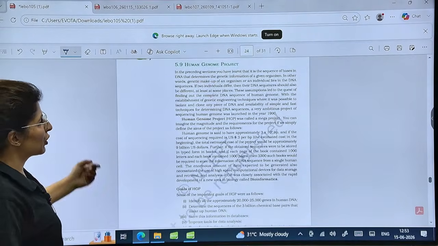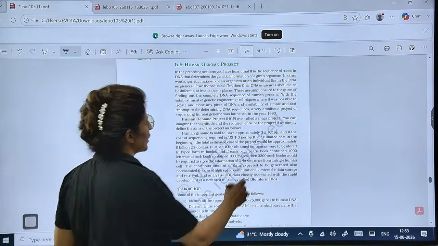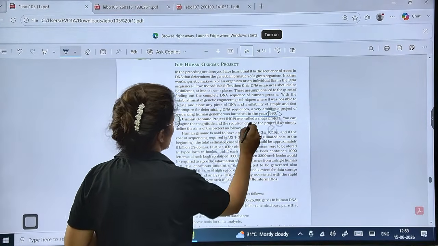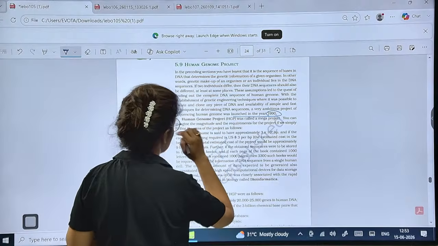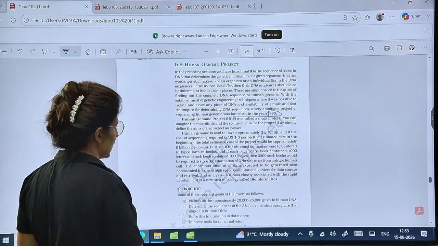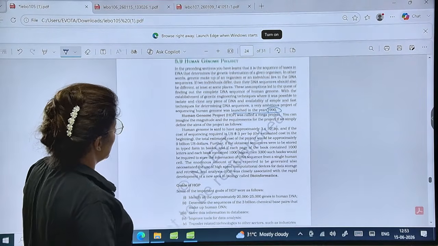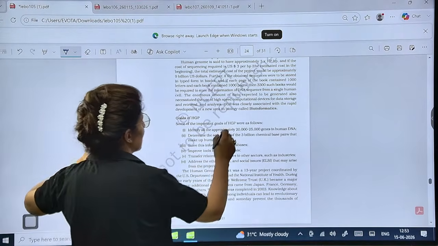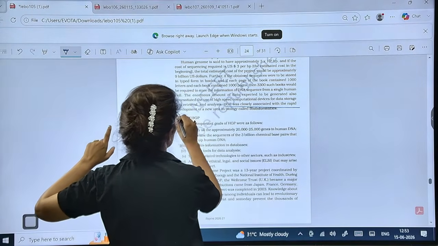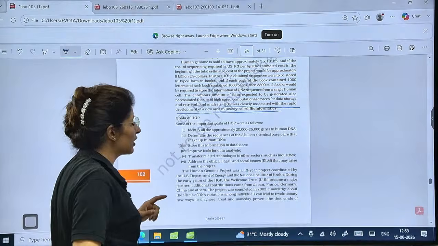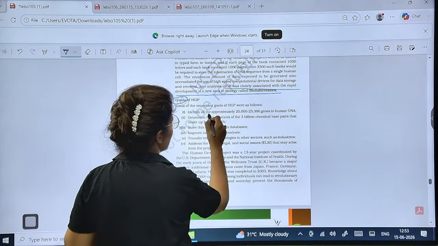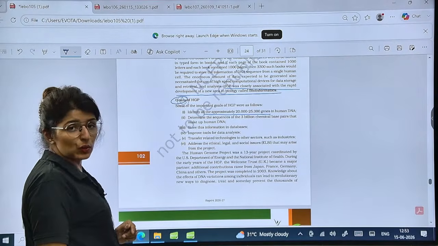Now, talking about the Human Genome Project, see, it was launched in the year 1990, right? And it was a mega project of around 13 years. 13 years it took. So we can skip this part. Just remember this. It was closely associated with the rapid development of a new area in biology called bioinformatics. What are the goals? The goal is to identify all these 20,000 to 25,000 genes.